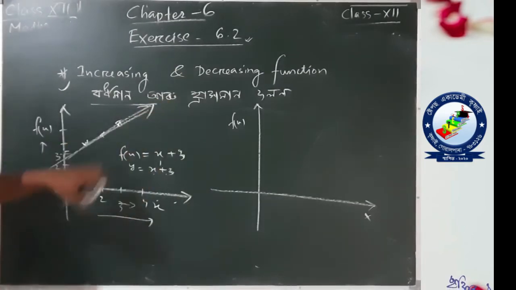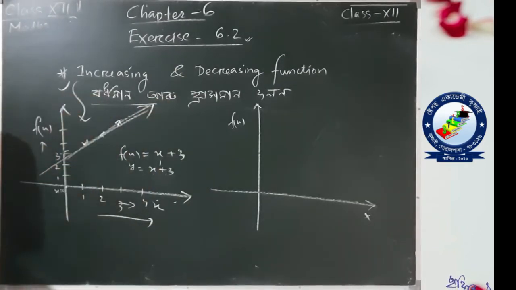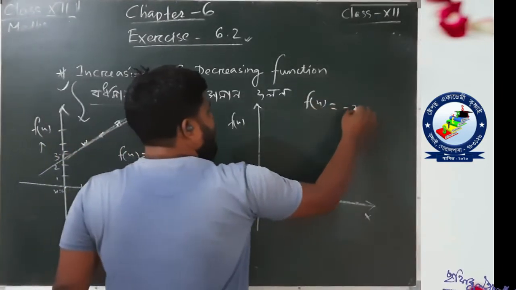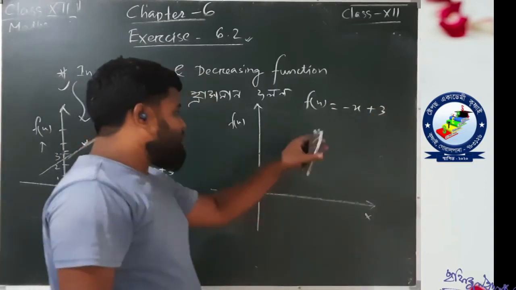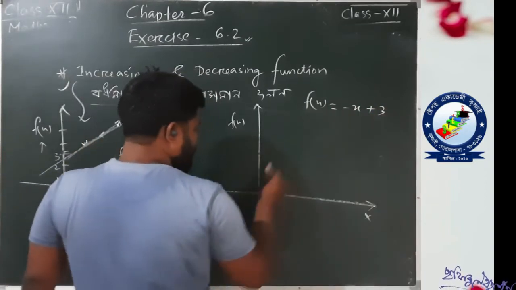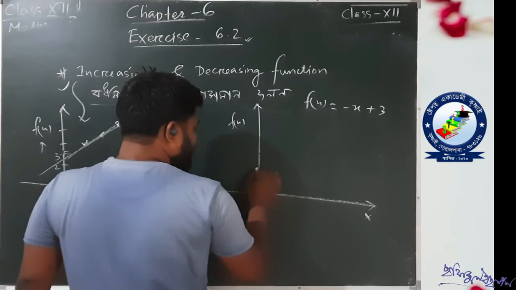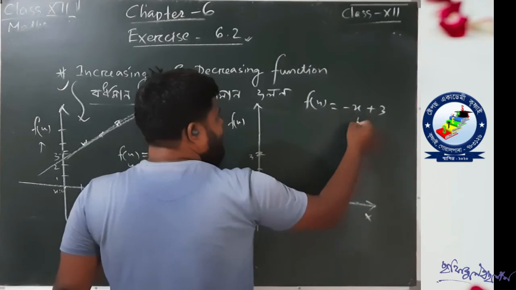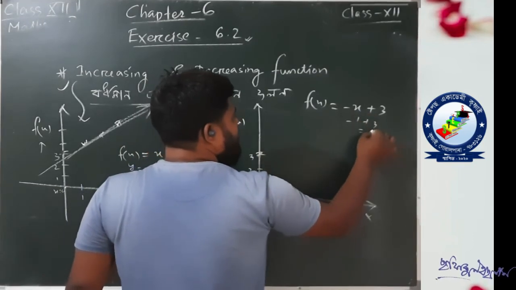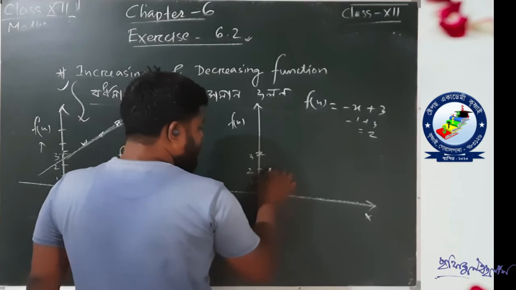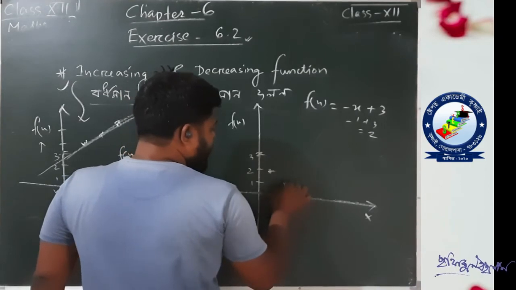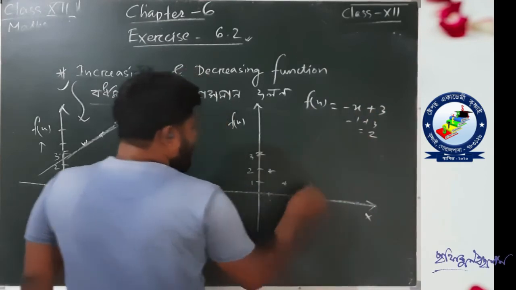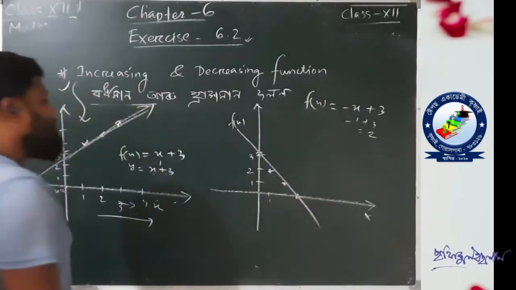So such type of function is an increasing function. Again, let us take another example. Suppose I am taking f(x) equal to minus x plus 3. At x equal to 0, it is again 3. If I take x equal to 1, minus 1 plus 3 gives 2. At x equal to 2 it will give 1. At x equal to 3, minus 3 plus 3 gives 0. So it looks like this.